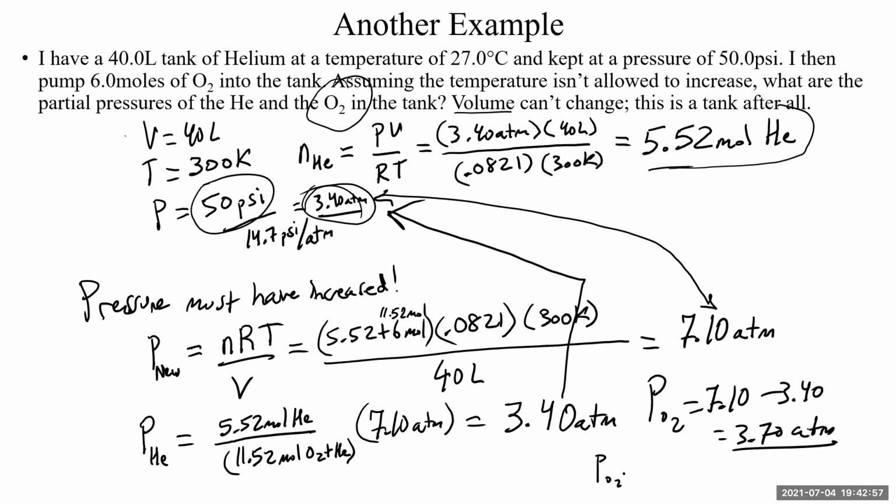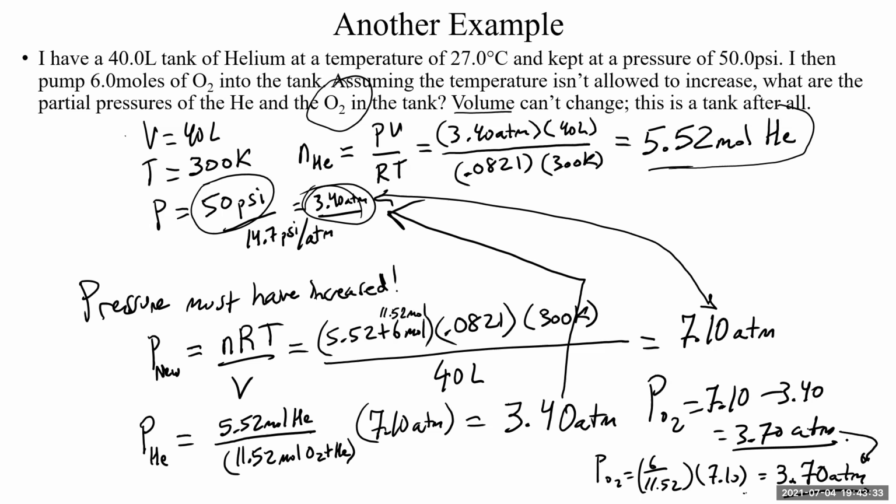So for the partial pressure of oxygen, let's take our mole fraction of oxygen, which is 6 divided by 11.52. Let's double check these numbers, make sure they come out to be the same thing. So we take our mole fraction of oxygen multiplied by the total pressure, and we should come up with exactly the same thing. 6 divided by 11.52 multiplied by 7.1, the total pressure, and we get 3.697, which rounds up to 3.7 atmospheres. So we get it either way.